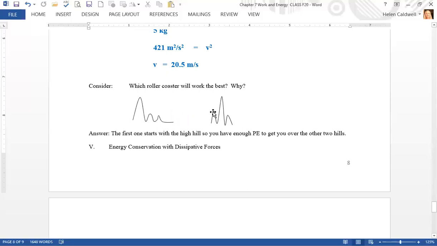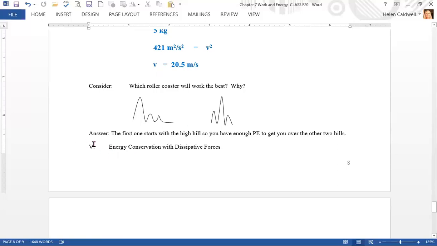If your first hill in our second example is only about half the size of your second hill, you will never get to the top. Now, do modern day roller coasters do that? No, they can control you a little better than that.